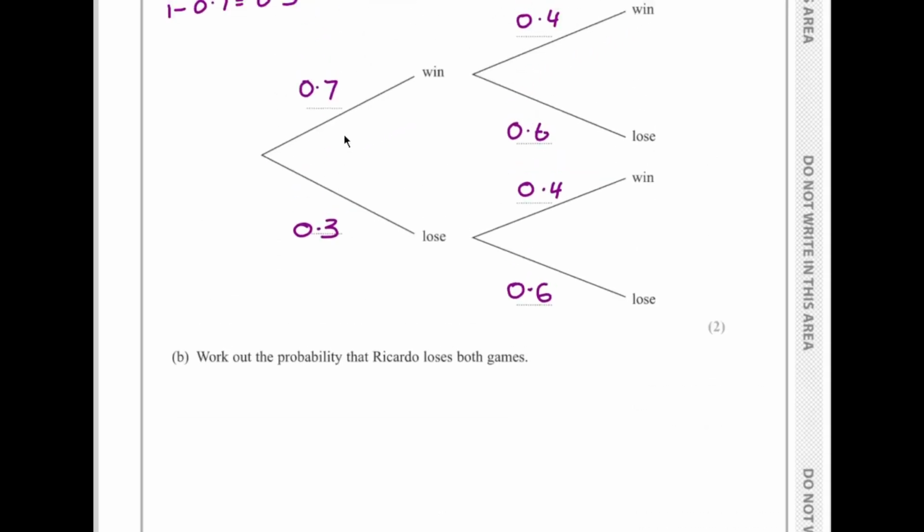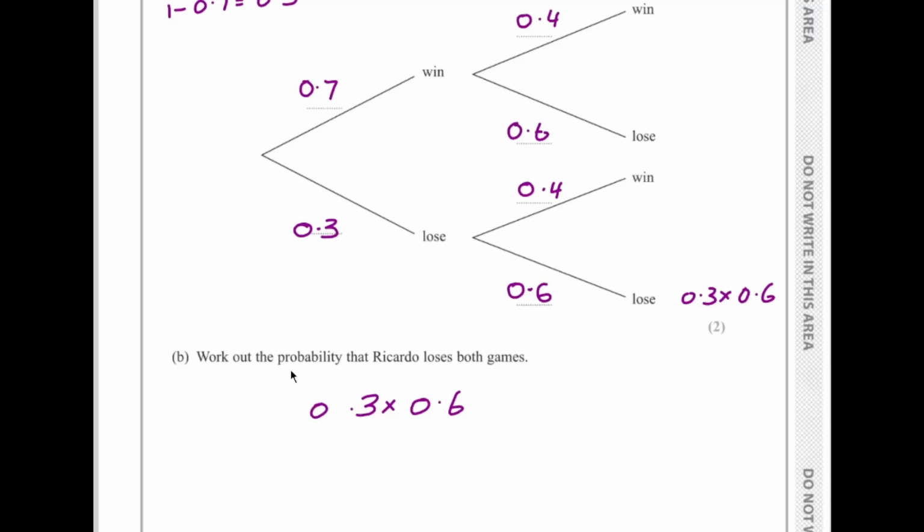So loses both games is this one and this one. Whenever we are getting the probability at each end of the branch, we have to multiply them. In this case, at the end of this one, it is 0.3 into 0.6. Then this one, 0.3 into 0.6. There are no other branches that give lose, lose. This case is lose, lose. This is lose, win.